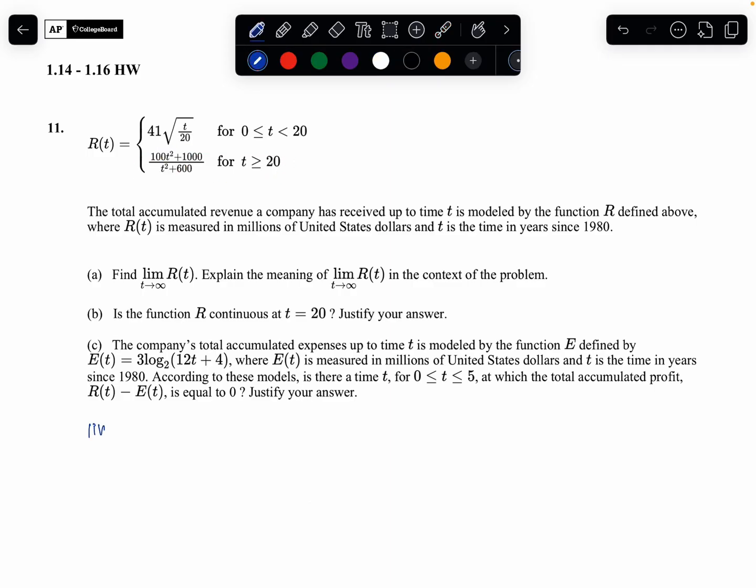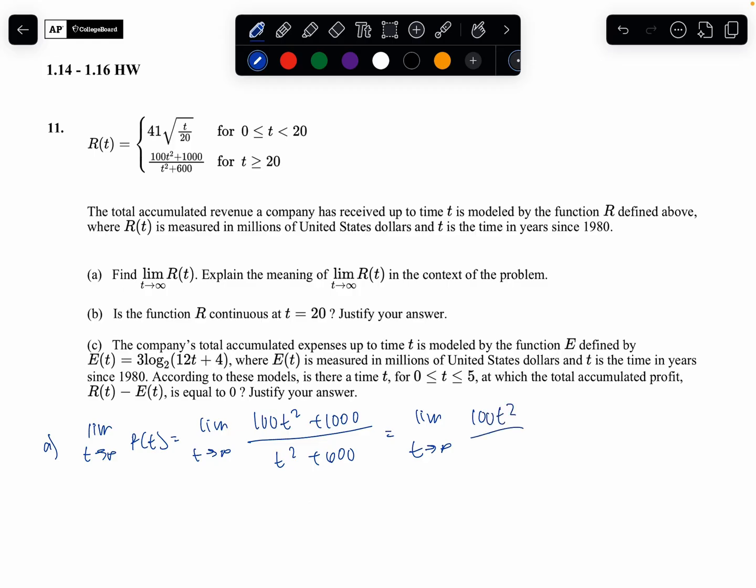So the limit as t approaches infinity of r of t is equal to the limit as t approaches infinity of 100t squared plus 1000 over t squared plus 600. And that's going to be equal to the limit as t approaches infinity of 100t squared over t squared, because these are going to be negligible at infinity. And then these will also be negligible at infinity, leaving me with 100. So this is going to be equal to 100.